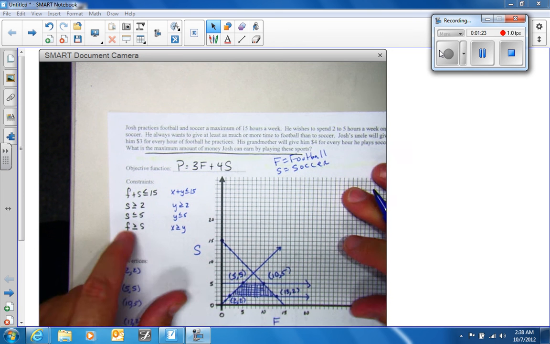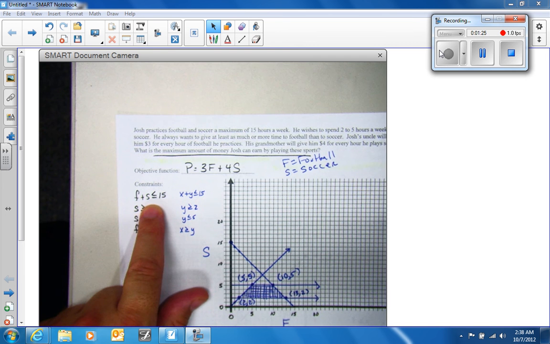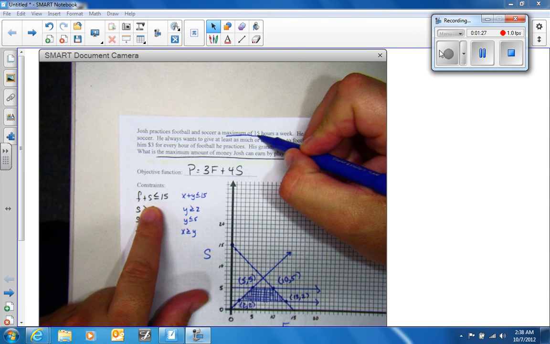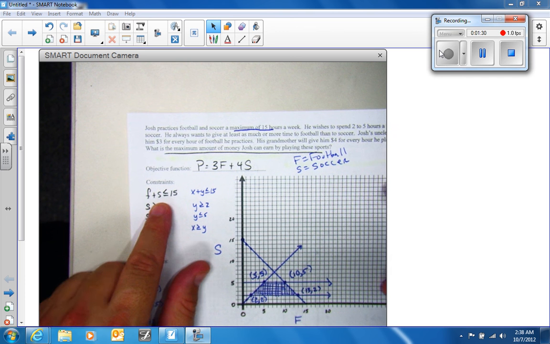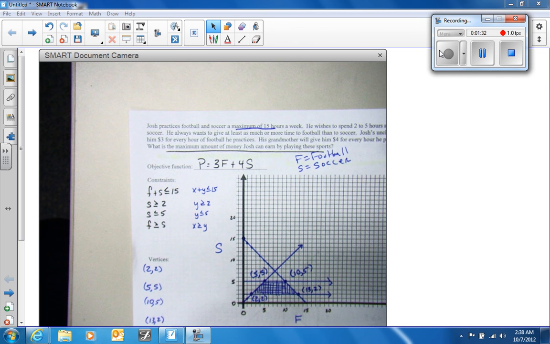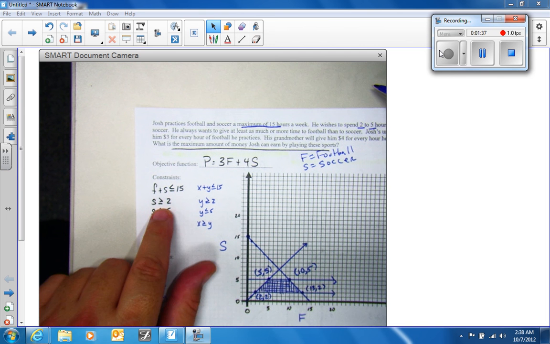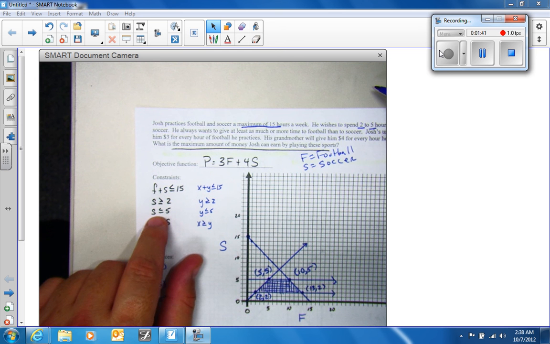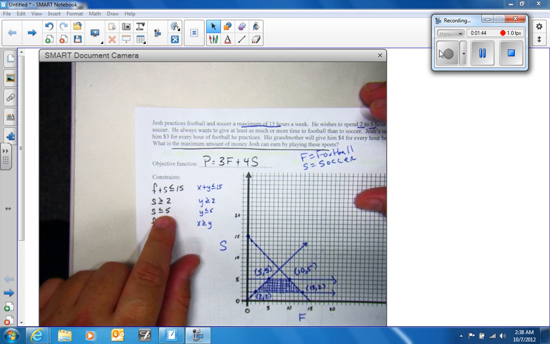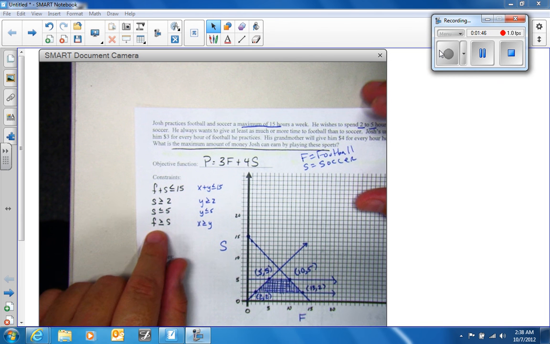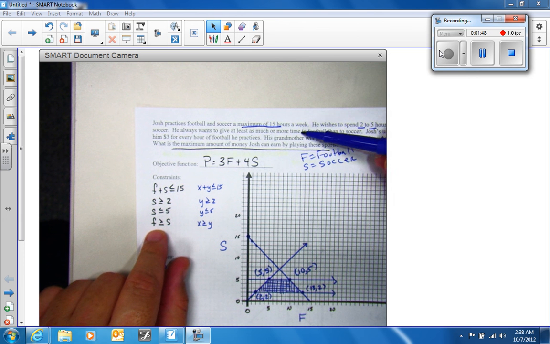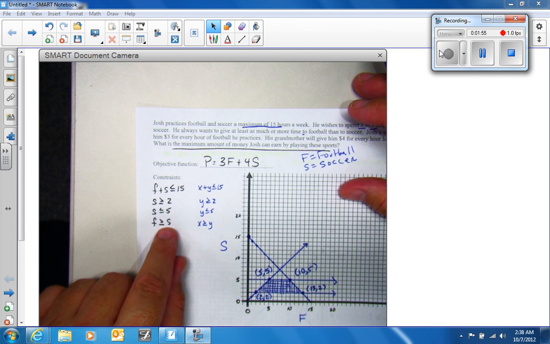Now, remember, football and soccer, according to here, can only be a maximum of 15 hours. So football plus soccer is less than or equal to 15. Remember, he wants to spend between 2 and 5 hours playing soccer. So soccer has to be greater than or equal to 2 hours, but he doesn't want to spend more than 5 hours playing soccer. So soccer is less than or equal to 5 hours. And then, of course, he also states that he wants to devote at least as much time to football as to soccer. So football is greater than or equal to soccer.